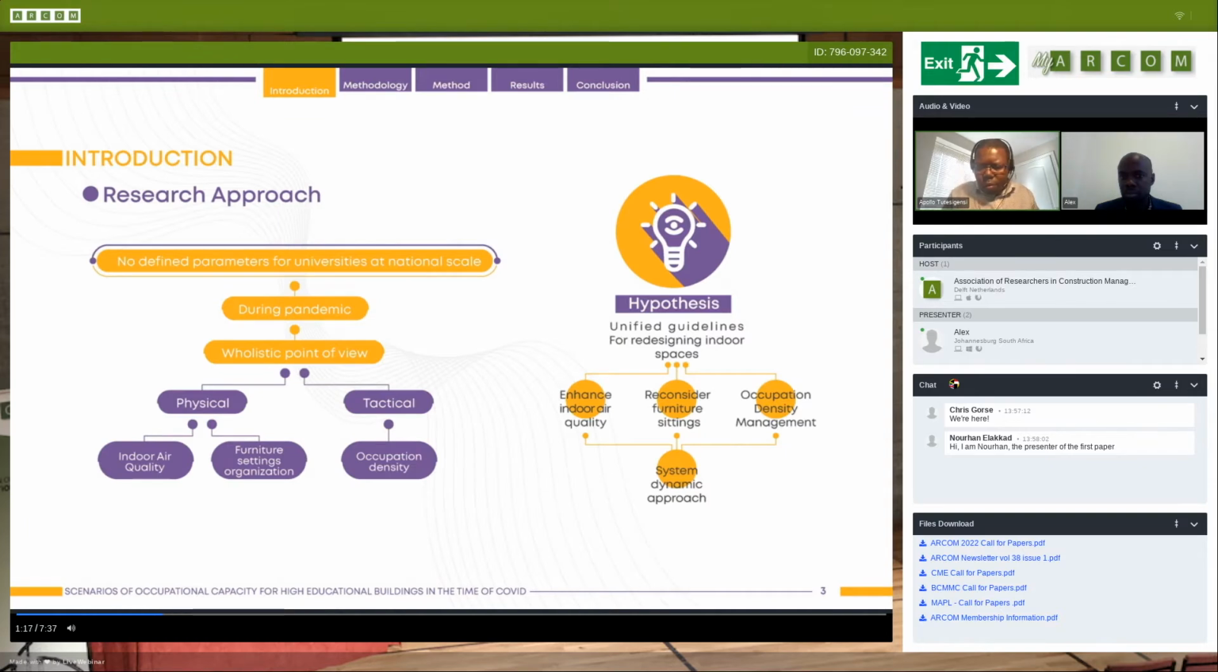This highlighted that there were no defined parameters for universities at national scale from a holistic point of view, which is divided into physical method, which includes indoor air quality and furniture setting organization, and tactical method, which includes occupation density. The hypothesis of the paper is to make a unified guideline for redesigning indoor spaces to enhance indoor air quality and reconsider furniture settings and managing occupation densities from a whole system thinking approach to see the interrelations of these varying parameters.